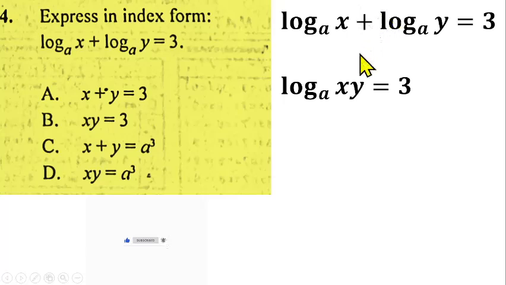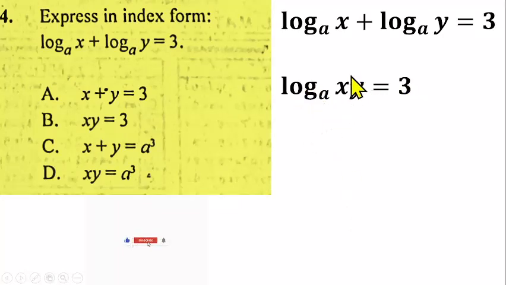According to the law of logarithm, x will multiply y, because you have plus here, so plus will turn to multiplication. From there, if you understand the meaning of logarithm, you can interpret this. Log xy base a equals 3 means that I can raise a to power 3 to get xy. That's the meaning of this logarithm.